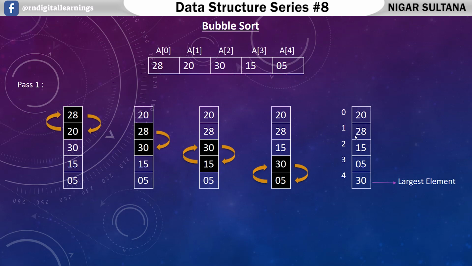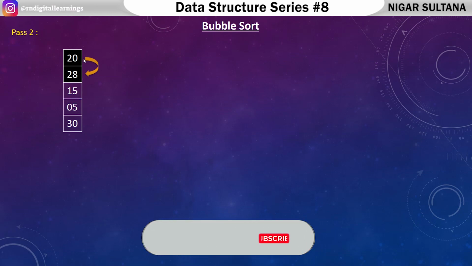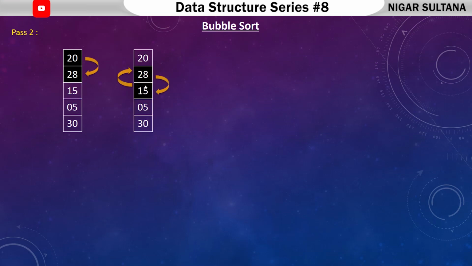Now let's move to pass 2. Again repeat the procedure of comparison. Compare the first element with the second element. Is first element greater than second element? No, it's not greater. There is no need of any swapping. Next, come to the next round.